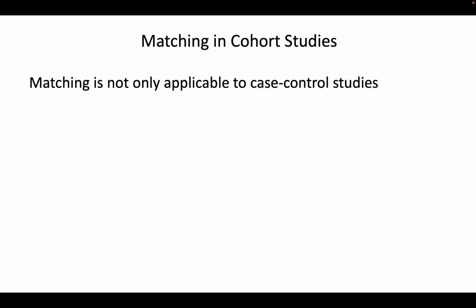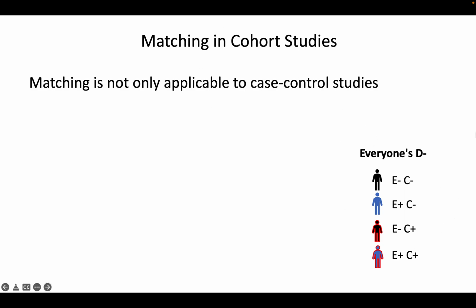Matching in cohort studies is something I'm going to talk about briefly. It's mostly a thing in case control studies, but it can also be done in cohort studies. So here, everyone is disease negative, but we have these combinations: exposure negative, confounder negative; exposure positive, confounder negative; exposure negative, confounder positive; and positive for both the exposure and confounder. Those are our 4 combinations of exposure and confounder. And we have our exposure positive group and our exposure negative group.